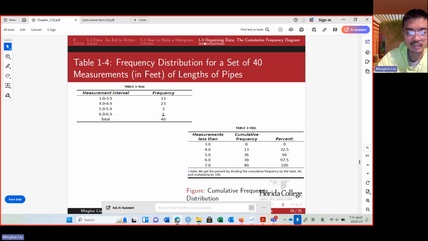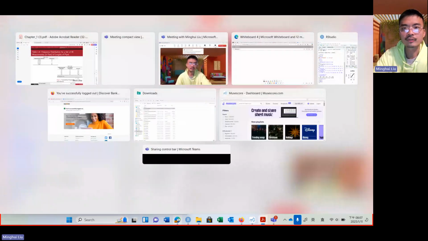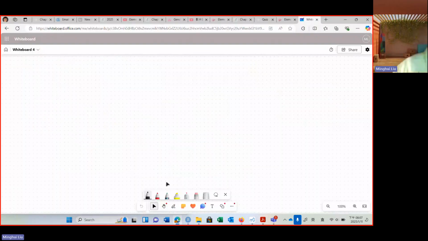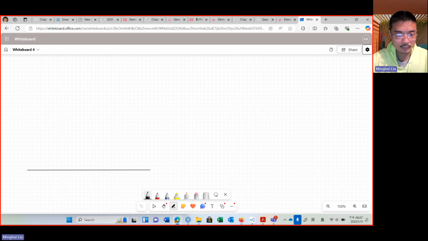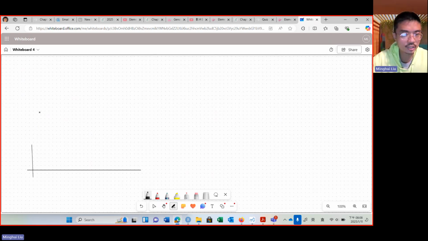So in order to visualize this, we're going to use the whiteboard. I'm going to pull out the whiteboard, and we're going to draw the cumulative frequency diagram like the following. So first of all, you're going to draw the axes. We start from, let's say, here, and we draw our horizontal line representing the horizontal axis. This doesn't have to be super long. And then a vertical line represents the percentages.